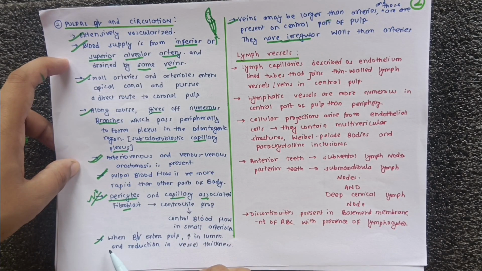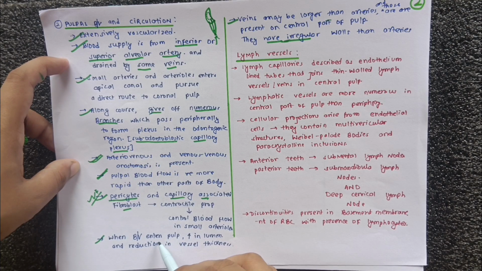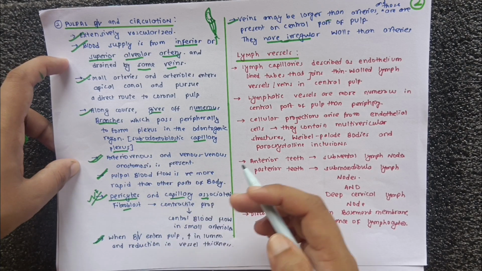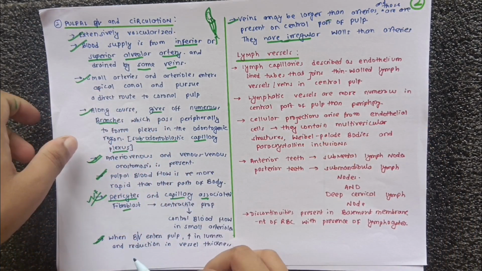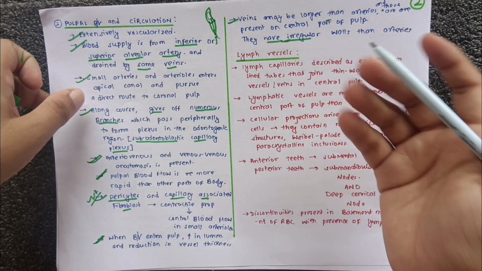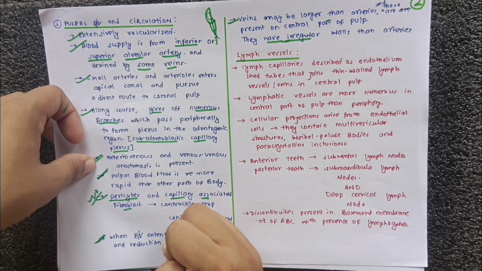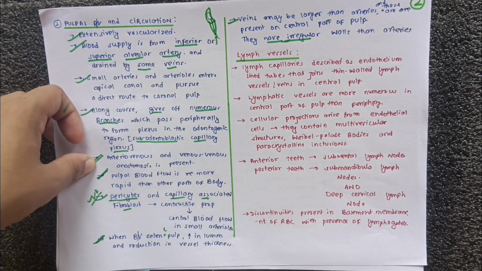After that, when the blood vessel enters the pulp, the coronal pulp, there is an increase in the lumen and a reduction in the vessel thickness. So there is an increase in the lumen and a decrease in the vessel thickness as the blood vessel enters the coronal pulp. I'll write C here for coronal.